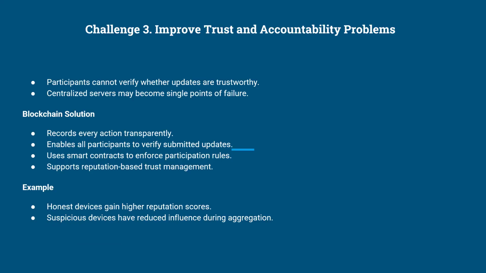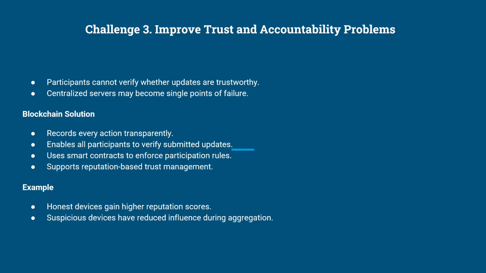The next challenge is improving trust and accountability problems. Participants cannot verify that updates are trustworthy, and centralized servers can become single points of failure. So blockchain records every action transparently, so that all participants can verify submitted updates, and it can also use smart contracts to enforce the participation rules.